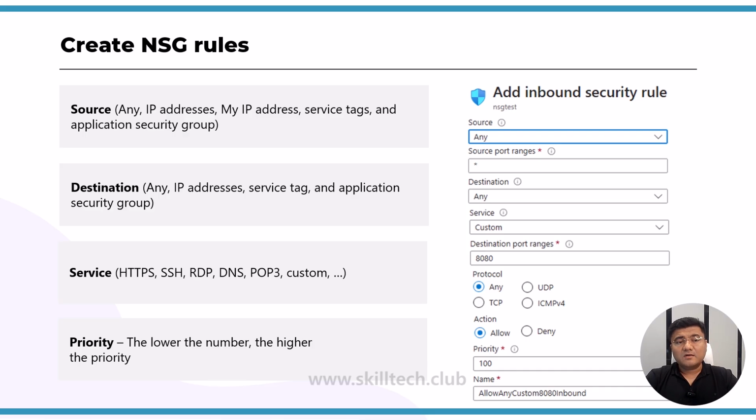Then you can specify services, which is going to decide which protocol you want to associate with that. And at the end, you have priorities. Remember, lower the number, higher the priority. And the highest one is 100.